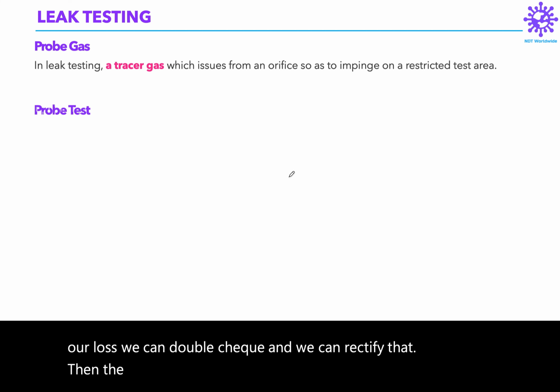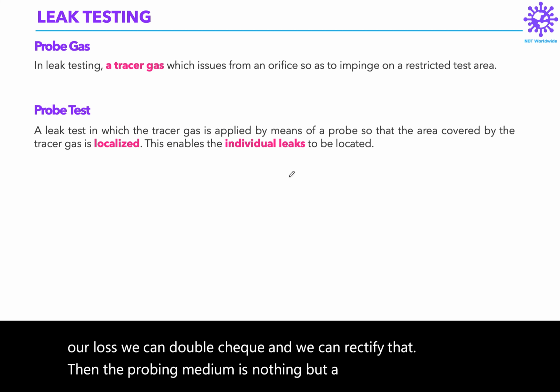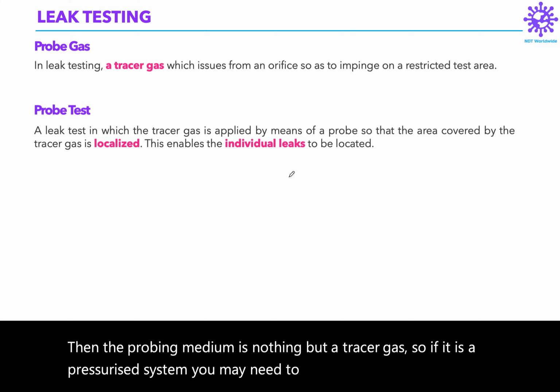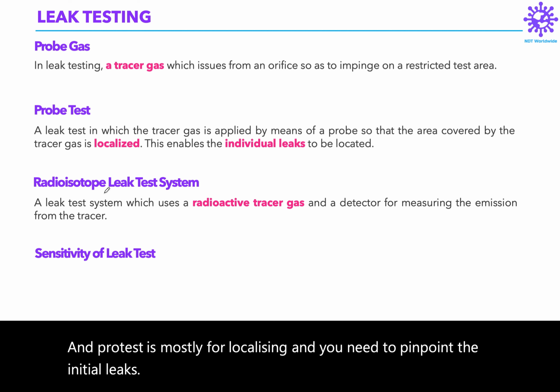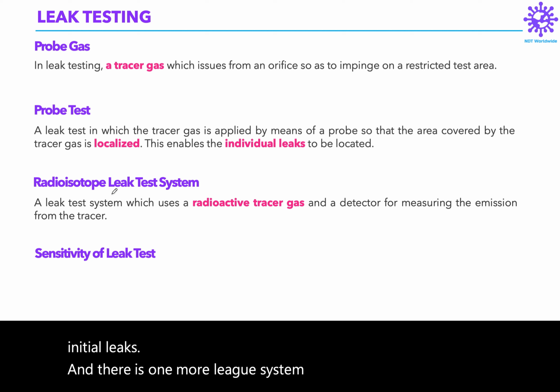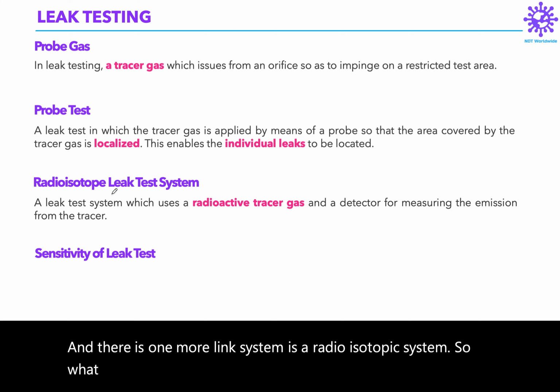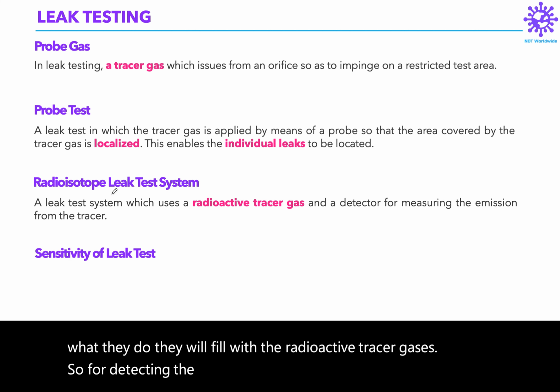Then the probing medium is nothing but a tracer gas. If it is a pressurized system, you may need to fill it with the pressure gas, and probe testing is mostly for localizing, to pinpoint the individual leaks. And there is one more leak system, the radioisotope leak system. What they do is fill with radioactive tracer gases for detecting the measurement.